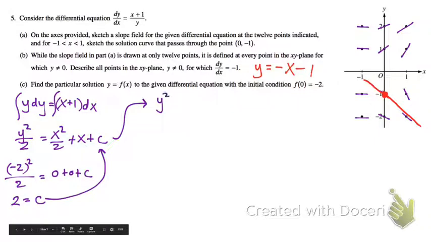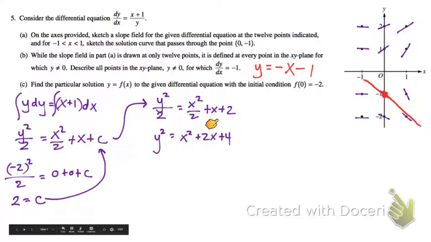So we have y squared over 2 is equal to x squared over 2 plus x plus 2. If I want to solve for y, I want to multiply the 2 over to the left-hand side. So I'm going to multiply everything by 2. When I do that, this is going to become 2x squared over 2, which is just x squared, then plus 2x, and then plus 4.